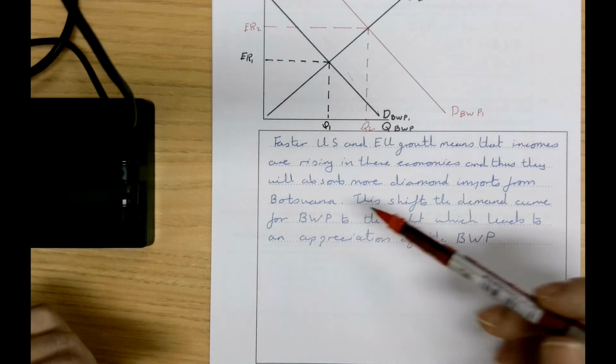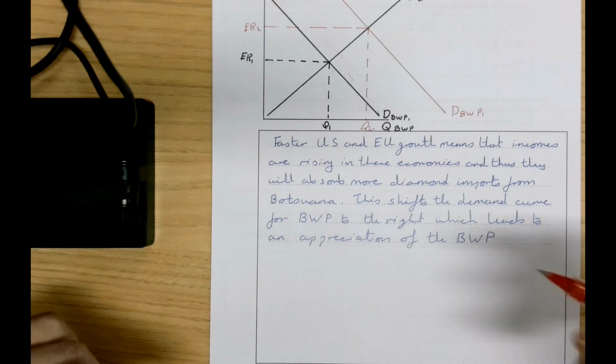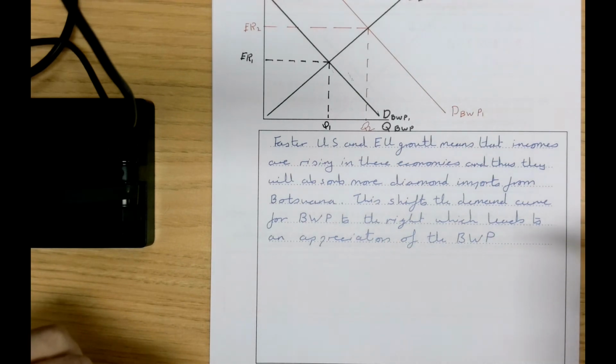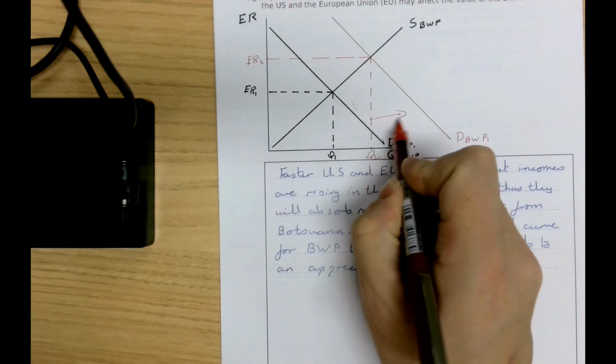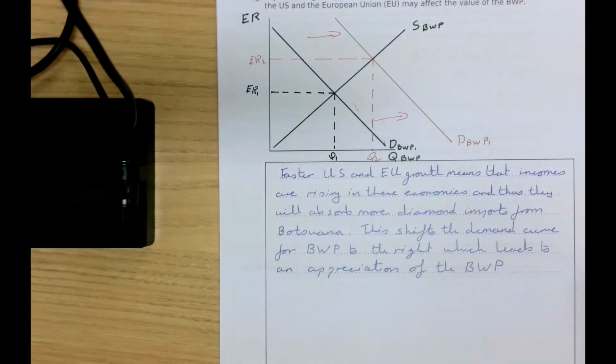All right, we'll absorb more diamond imports from Botswana. This shifts the demand curve for BWP to the right. I'm sure we might as well put in an arrow or two, okay? And which leads to an appreciation of the BWP, and it certainly does.